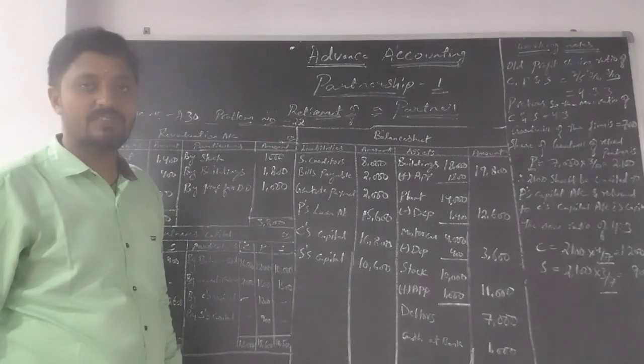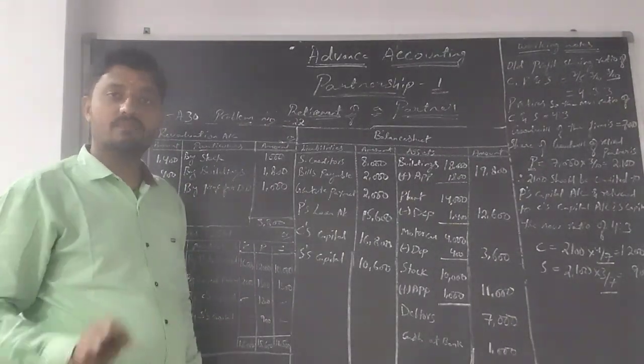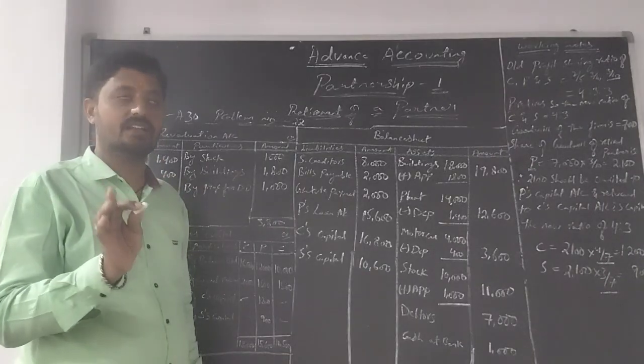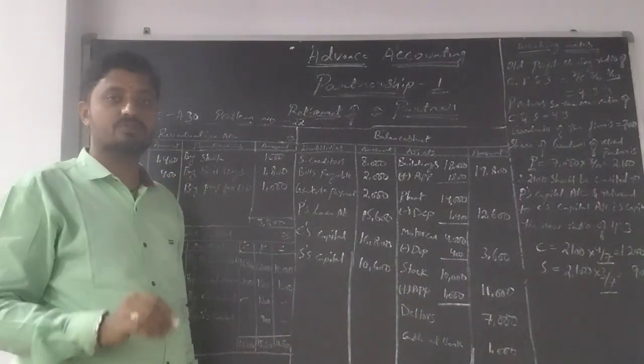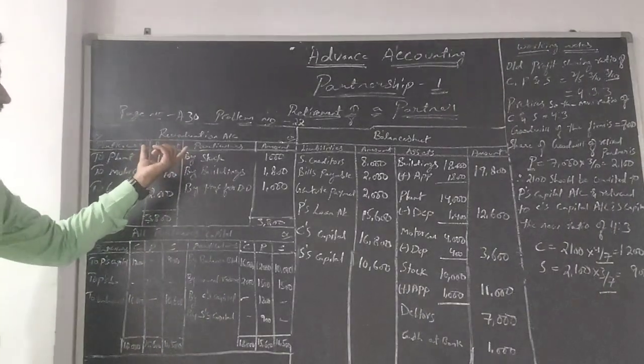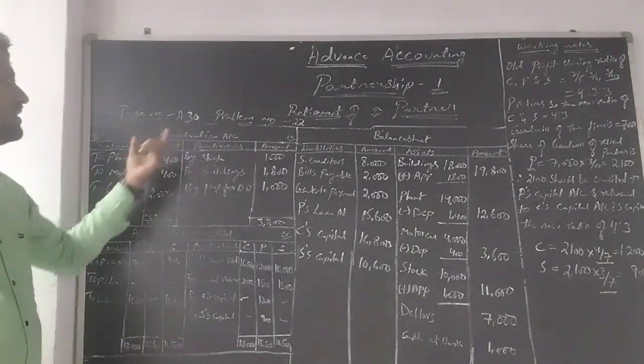So only in the retirement of a partner do we have to do all this. But in admission of a partner we can't do any such calculations; directly we have to calculate and post it to the partner's capital account. So now come to the ledger accounts. Under ledger accounts, first of all, the revaluation account.